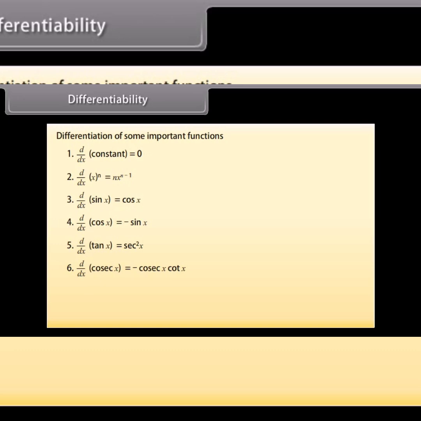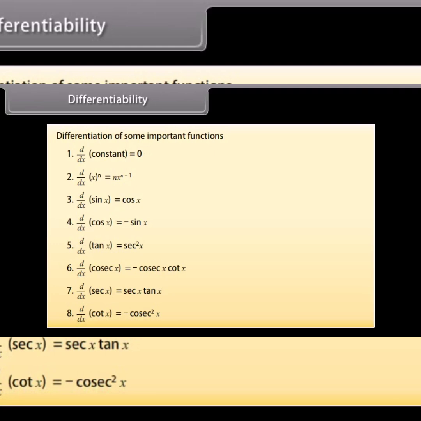6. d/dx of cosec x is equal to minus cosec x into cot x. 7. d/dx of sec x is equal to sec x into tan x. 8. d/dx of cot x is equal to minus cosec square x.